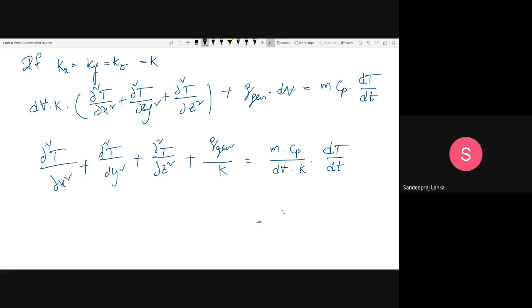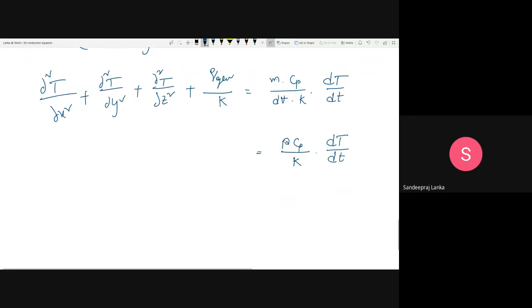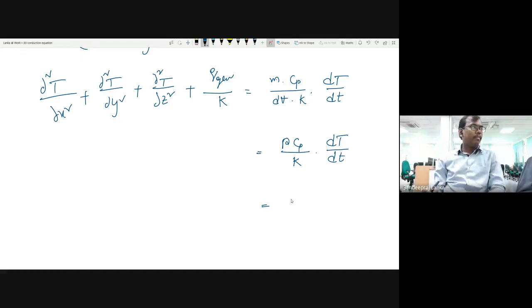Mass by volume is nothing but your density. Rho Cp by K into dT by dt you will get on this side. So can somebody tell me what is this K by rho Cp? Can you remember what is K by rho Cp? Thermal diffusivity. Yes, it is thermal diffusivity.